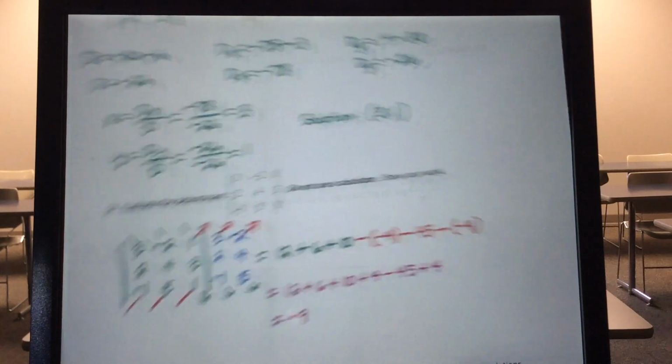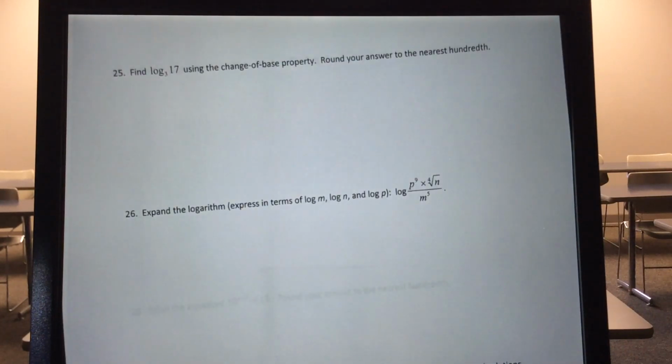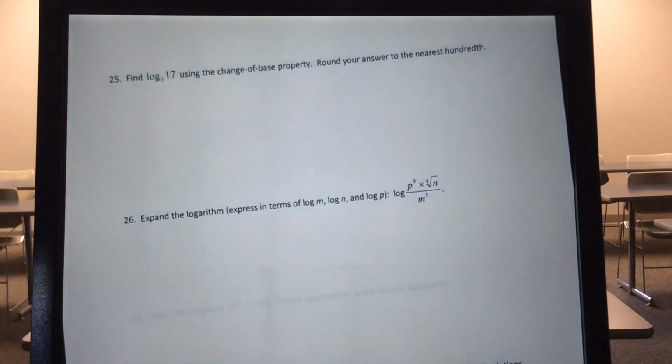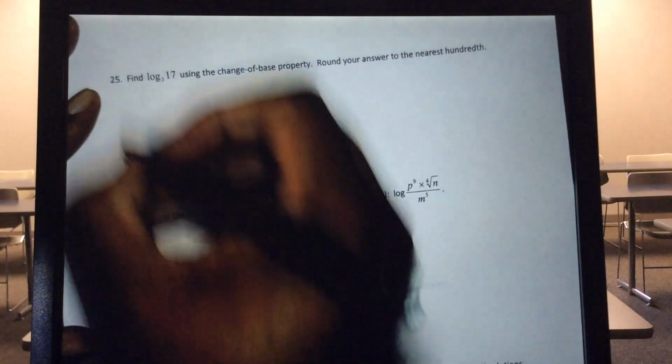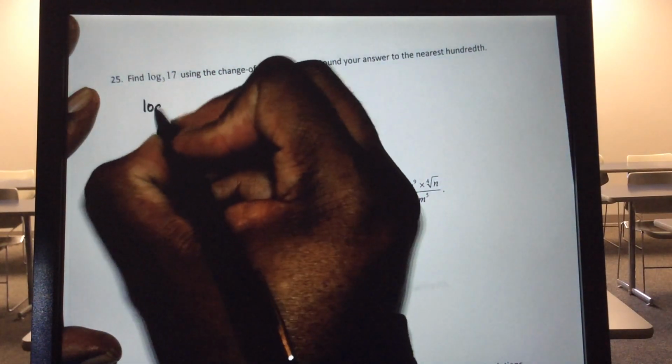All right, number 25. Here we're going to find log to the base 3 of 17 using the change of base property. And we're going to round the answer to the nearest 100.